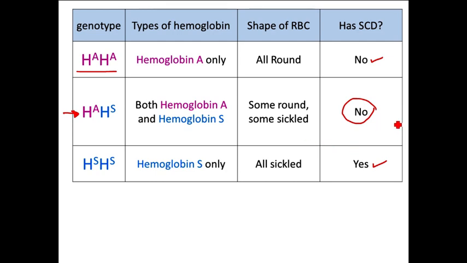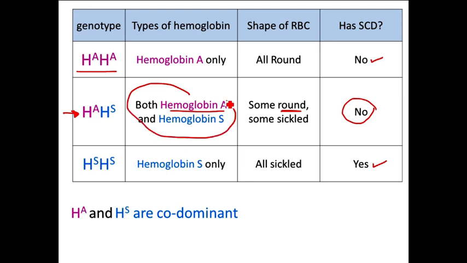They don't have the disease because they have plenty of these round red blood cells with hemoglobin A, and they're functioning just fine, and it's only under certain circumstances. So here we see that the two alleles, H superscript A and H superscript S, are codominant, right? And we see that because both types of hemoglobin are made.